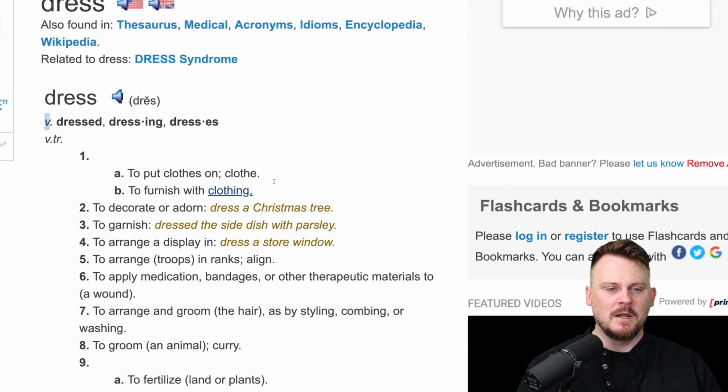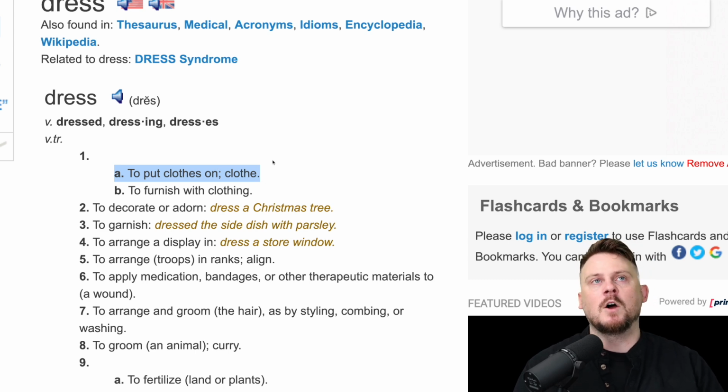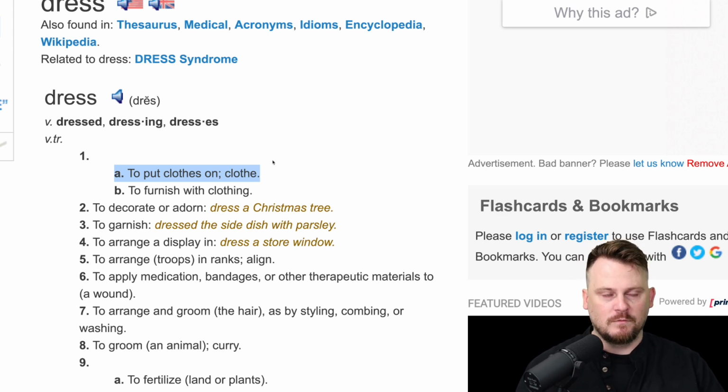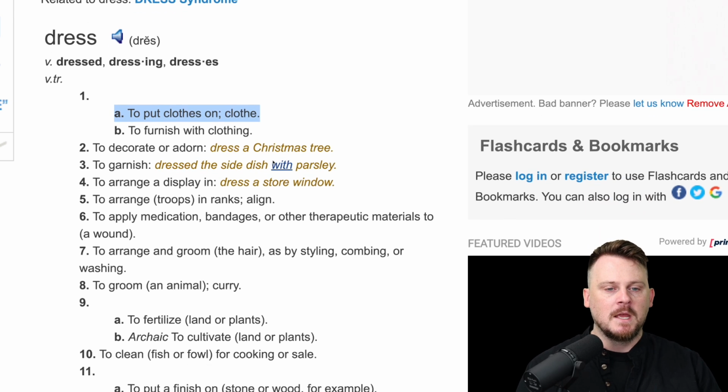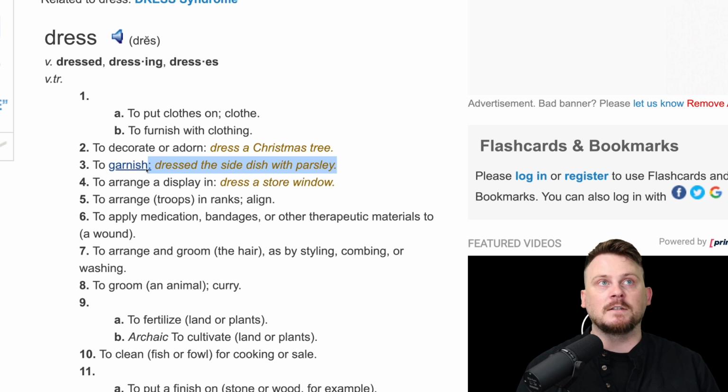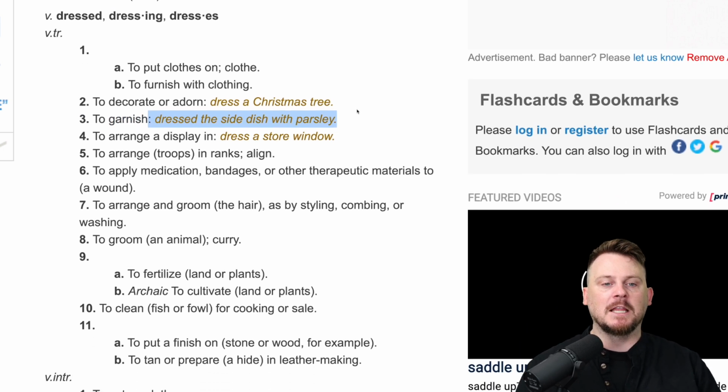Okay, so we've got a lot here, and the first few have examples in gold here, the gold font. To decorate or adorn, dress a Christmas tree. Okay. I think they don't give examples of the first two because we know about the clothing meaning. Okay, so this is a verb about putting on clothes. Let me get dressed. Let me dress. Okay. Dressed the side dish with parsley. So it's not just putting clothes on a person. Get dressed. I'm dressing. It's not just that. It's also adding things in a decorative way, like a Christmas tree, like a plate.